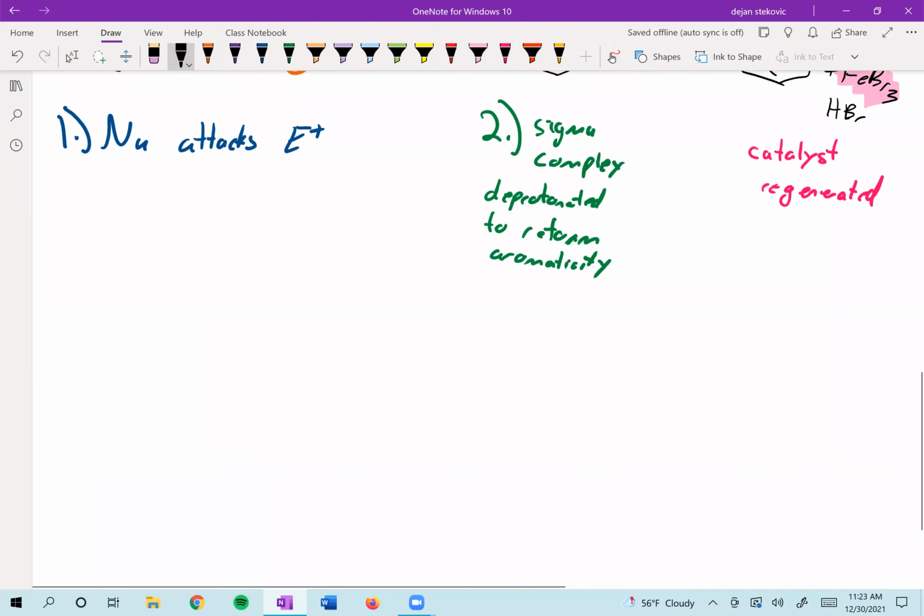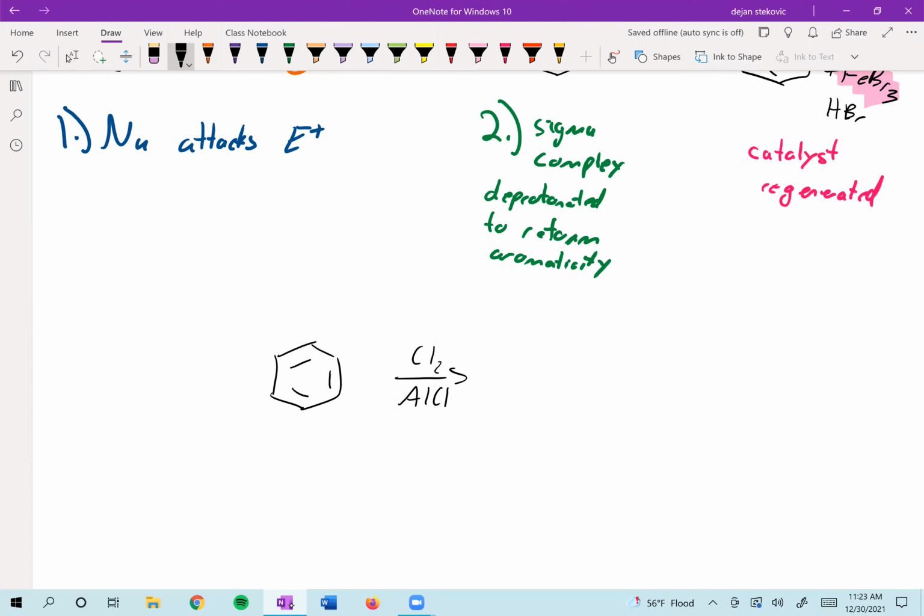And the mechanism for the aluminum chloride, for the chlorine, is approximately the same. So I'm not going to bother drawing it, but it'll be on your worksheet.